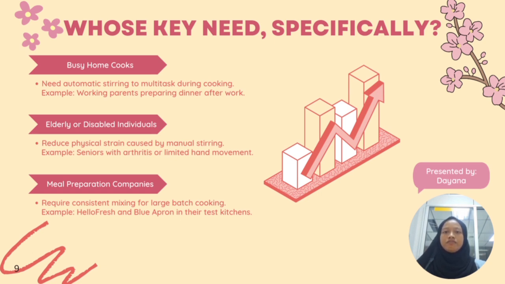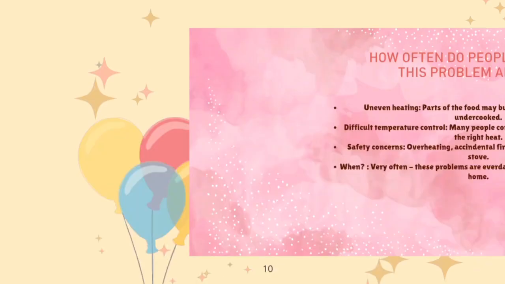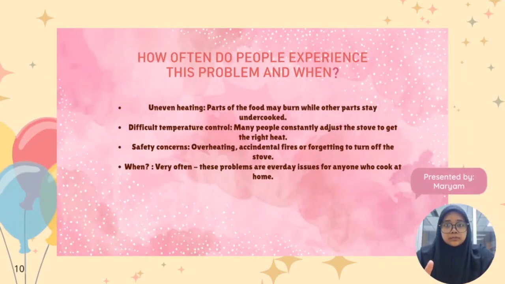Finally, meal preparation companies such as HelloFresh and Blue Apron rely on consistent large batch cooking in their test kitchens. This fan ensures uniform and reliable mixing, supporting quality control and improving efficiency on a large scale. How often do people experience this problem? So first, we have uneven heating. This happens when part of the food burns while the other remains undercooked, which not only affects the quality of the meal but can also lead to food safety issues.